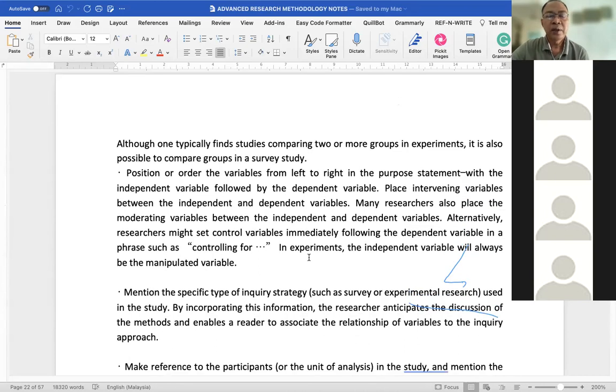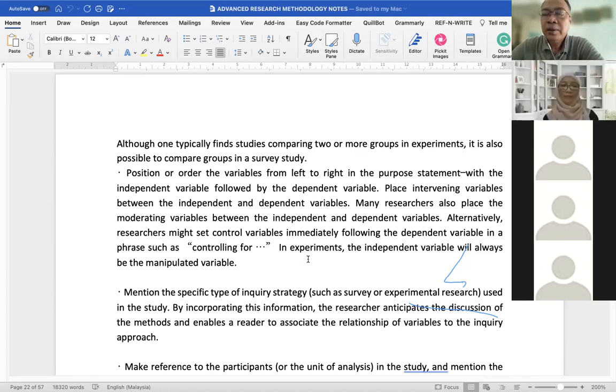Position or order the variables from left to right in the purpose statement, with independent variables followed by the dependent variables. For example, to examine the influence of attitude, okay? Attitude is the independent variable on the compliance behavior. So we place attitude at the left, and later followed by the compliance behavior. We start with independent and then followed by the dependent.